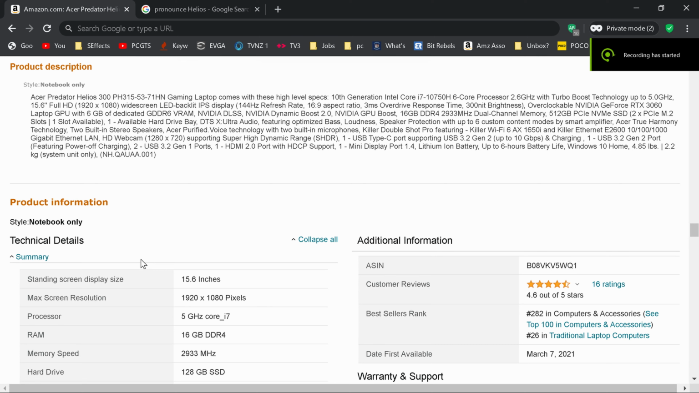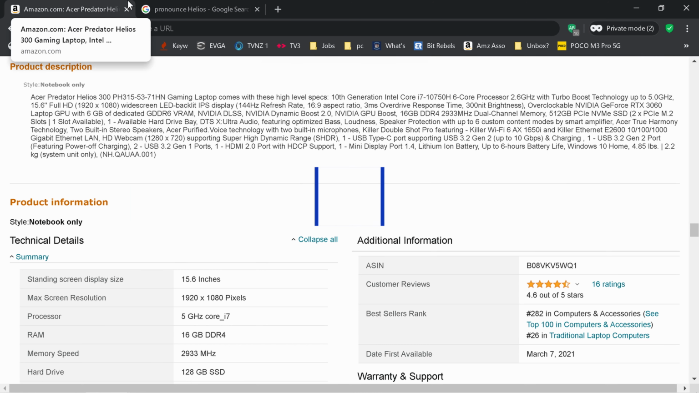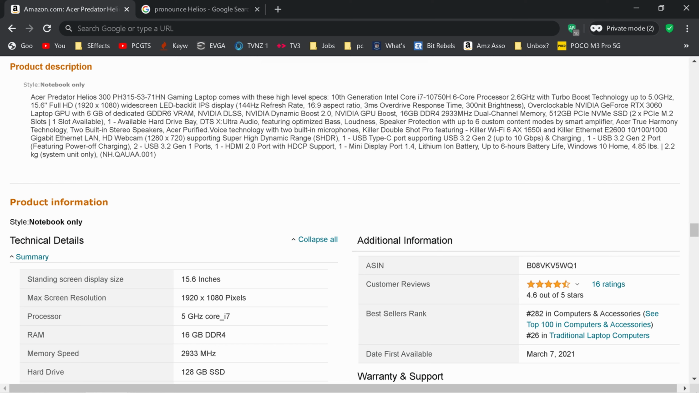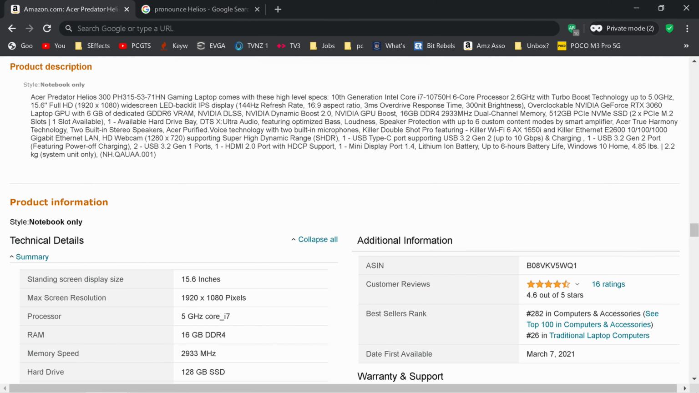Here's an example of a product description for this laptop notebook gaming computer. Acer Predator Helios 300 with the model number. Gaming laptop comes with these high-level specs. 10th generation, Intel i7. This 10 here means 10th generation. So an 11th generation one from this year would be an 11. It's got 6 cores. Okay, it operates at a 2 gigahertz frequency, and it boosts up to 5.